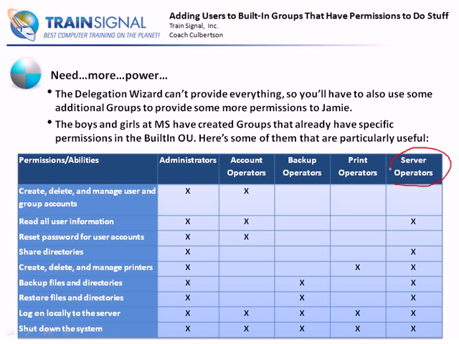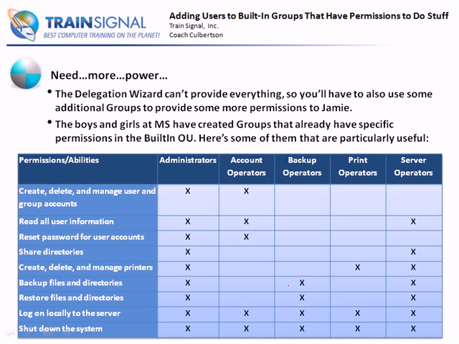This is also going to be one of those things that maybe eventually we'll think about providing to Jamie. Now, the server operators have some user stuff that they can do, like read all the user information, but you notice that they cannot create, delete, and manage user accounts. So that may or may not be something we want to give him access to, but the server operator also allows this set of stuff like sharing directories, creating, deleting, and managing printers, backup files, restore files, log on locally, and shutting down the system.